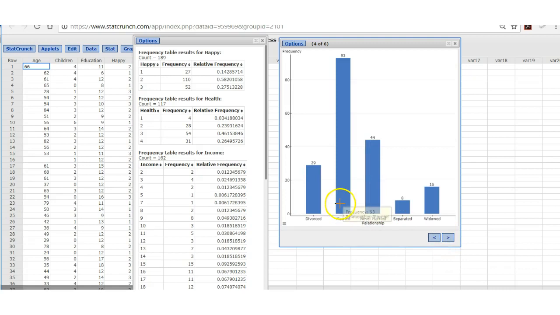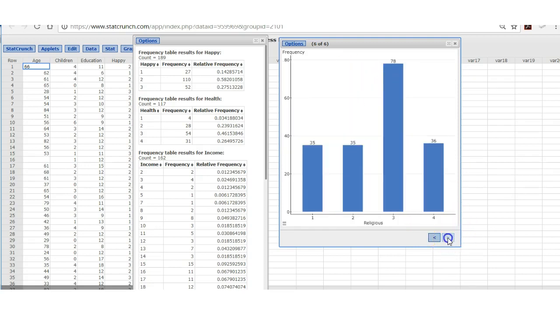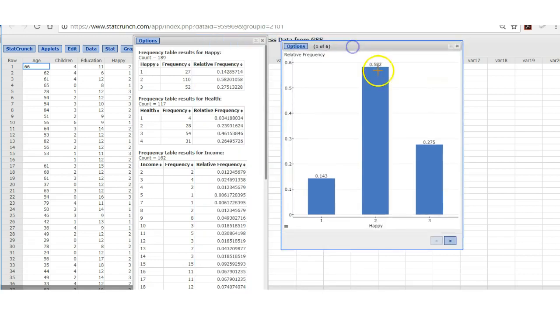Here's the one for the relationship variable. Here's the one for the married variable, and this really points out how close together those two were. And here's the one for the religious variable. The thing that I would notice in this one is that this bar is more than twice as high as the other ones, so the frequency is more than twice as much, and these other 3 are almost all exactly the same. The other thing that we could do with our bar graphs, we can ask it to do relative frequencies or percents. So now instead of giving us those numbers of how many people answered with this choice, it's giving us the relative frequency.